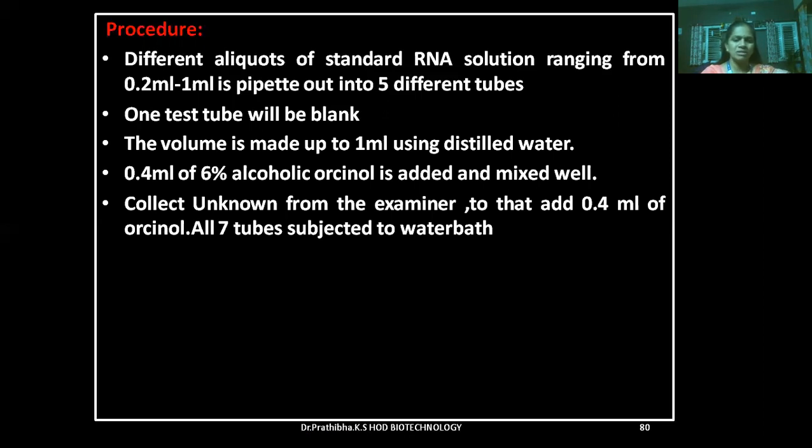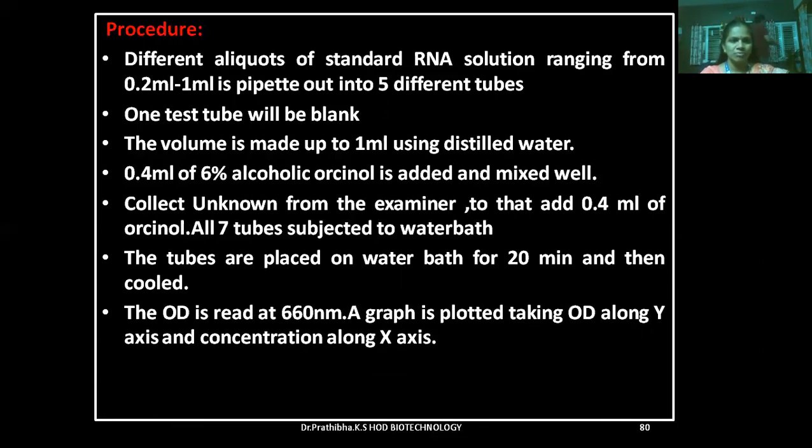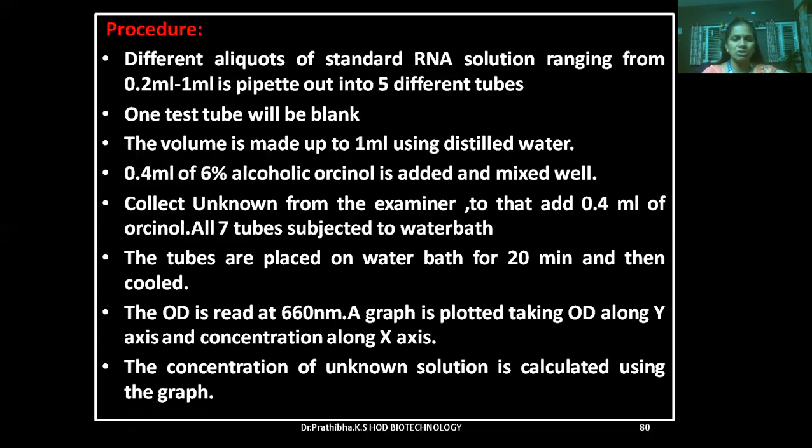Once all the test tubes are ready, made up to 1 ml with the RNA sample, and you finish adding 0.4 ml of 6% alcoholic orcinol, keep all 7 test tubes in the water bath. The tubes are placed in the water bath for 20 minutes and then cooled. The OD is read at 660 nanometer. A graph is plotted by taking OD along the y-axis and concentration along the x-axis. The concentration of the unknown solution is calculated by using the graph.